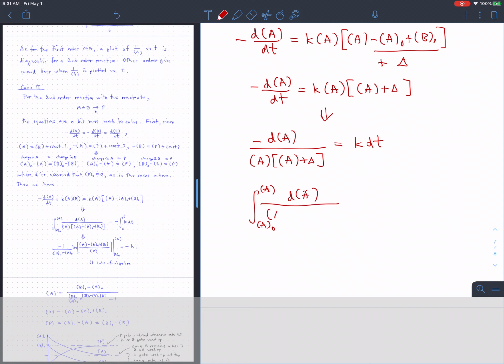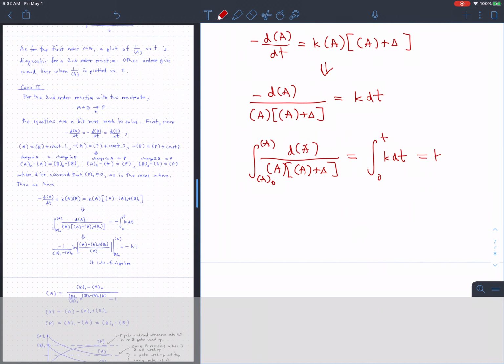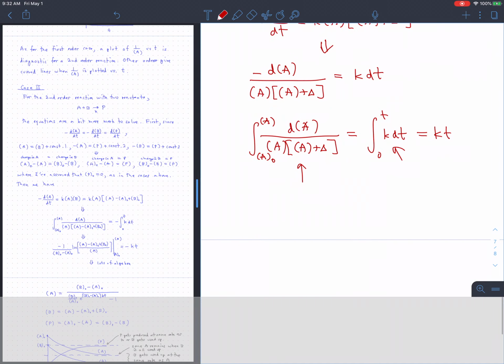We get the integral of dA over A times (A plus delta) equals the integral from 0 to t of K dt. This is just equal to Kt on this side. And now we have to do this integral. It's a standard integral. You can look it up in tables. There's a standard algebraic trick for doing it. I think I won't go through the tricks. Let me just write it down.